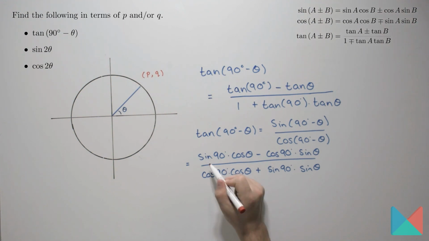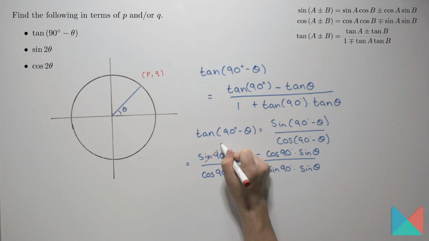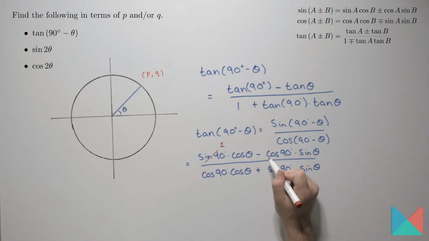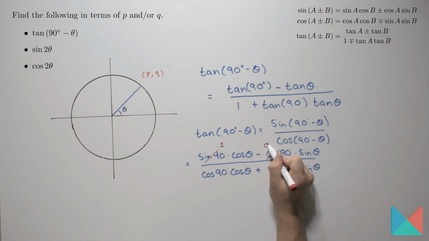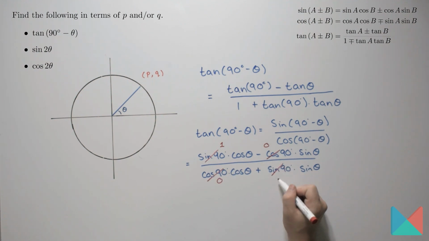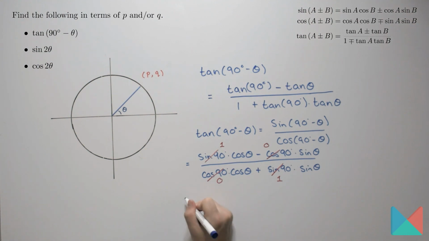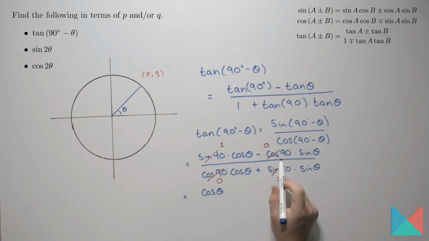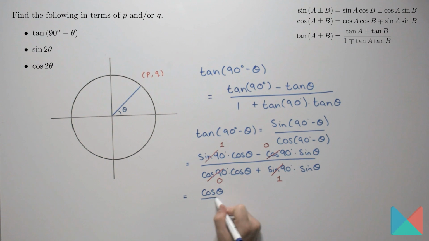So we know that sine of 90 hopefully is 1, and cos of 90 is 0. And we have another cos of 90 here, which is 0, and sine of 90, which is 1. And so by making these substitutions, we get 1 times cos theta, take 0 times sine theta, which is 0, and we divide by 0 times cos theta, which is 0, plus 1 times sine theta, which is sine theta.